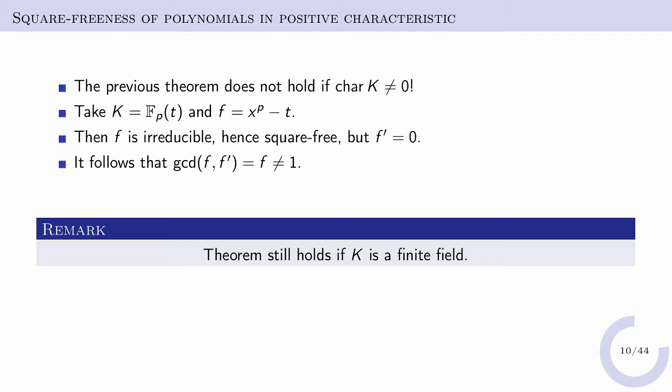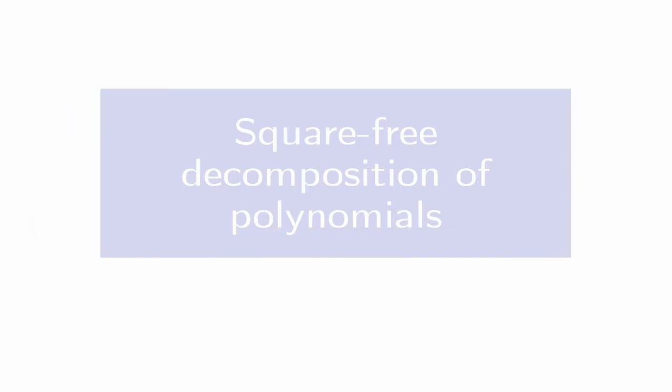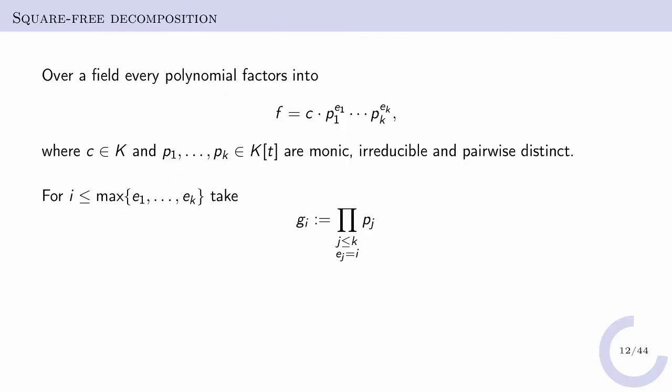Now that we know what a square-free polynomial is, we can go on and define square-free decomposition. Recall that over any field, a polynomial can be factored into a product of powers of irreducible monic polynomials times a constant. The constant is just the leading coefficient of f.